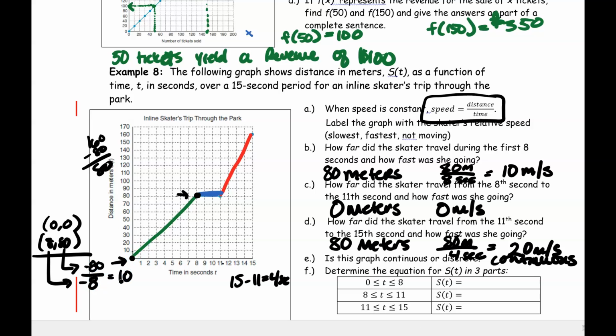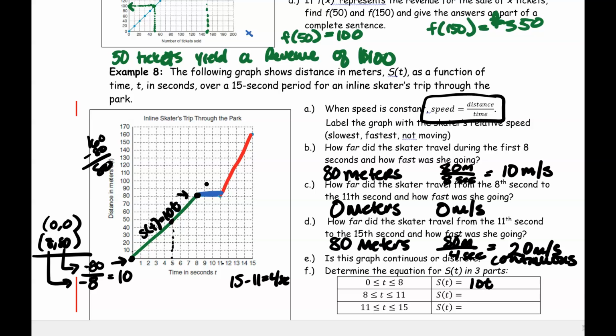So if it's got a y-intercept of 0 and a slope of 10 meters per second, which we found in part B, we can say that S of t is 10t. So 10 is the slope, t is our independent variable, and there isn't a y-intercept because it crosses at 0. And if you're not sure, you can plug in a value. If we plug in 5, 5 times 10 is 50, and if you look at 5 on the graph, you get 50, so that confirms it.